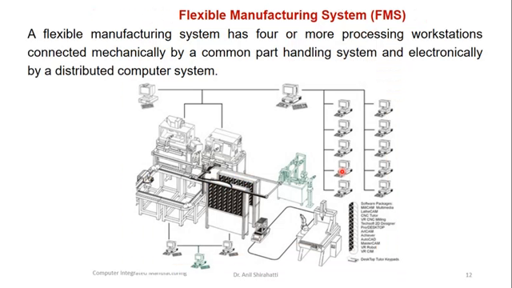Next is the flexible manufacturing system. A flexible manufacturing system has 4 or more processing workstations connected mechanically by a common part handling system and electronically distributed. It may have multiple systems, so 1 system, 2 system, 3 system, 4 system, and all are integrated using high-end computers.